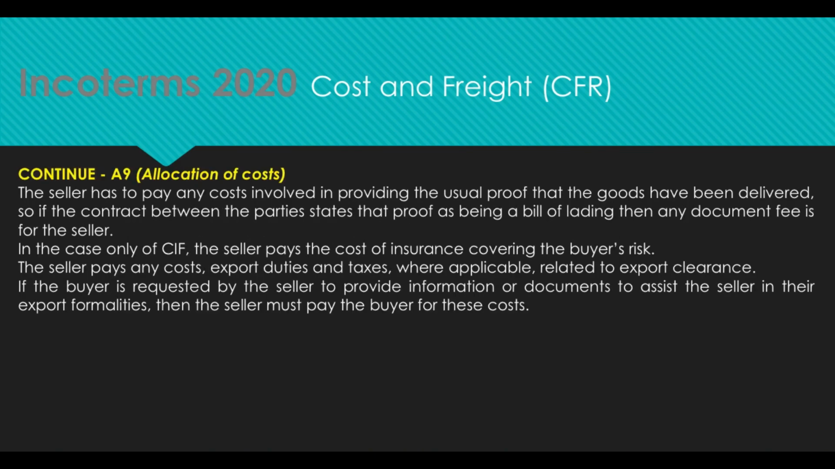The seller has to pay any costs involved in providing the usual proof that the goods have been delivered. So if the contract between the parties states that proof as being a bill of lading, then any document fee is for the seller. In the case only of CIF, the seller pays the cost of insurance covering the buyer's risk. The seller pays any costs, export duties and taxes, where applicable, related to export clearance. If the buyer is requested by the seller to provide information or documents to assist the seller in their export formalities, then the seller must pay the buyer for these costs.